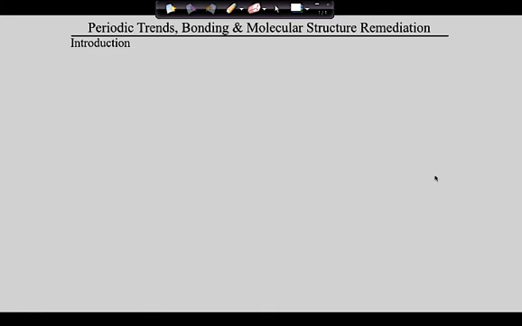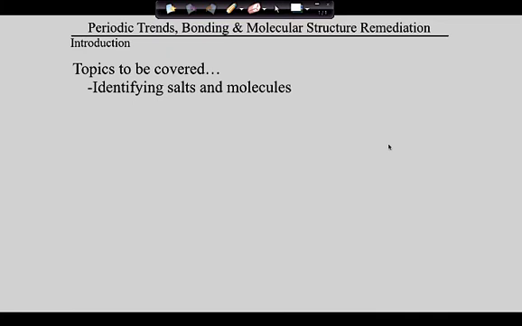Now that you have all of the information pulled together that you need in order to participate in this process, we are now going to look first at the information that we're going to cover over the next few minutes. So in order, the first thing that we're going to do is talk about how to identify whether substances are salts or molecules. We'll be doing this by relating it to the periodic table and their properties as metals and nonmetals.